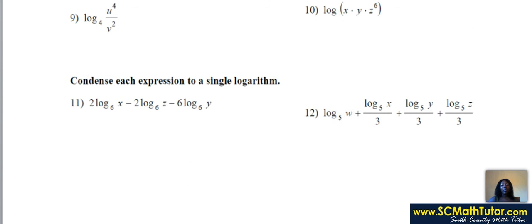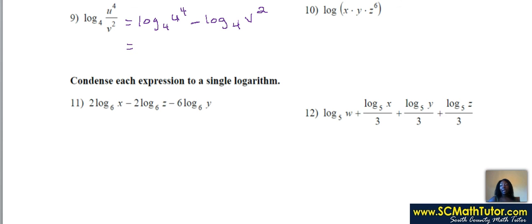Okay, log base 4 of u to the 4th and v squared. You're going to have to do it one step at a time. Well, to start off, I see that this is division, and you should know division becomes subtraction, so that's the first thing I'm going to do. So this is log base 4 of u to the 4th, minus log base 4 of v squared. It's not completely done yet because we still have this exponent, okay?